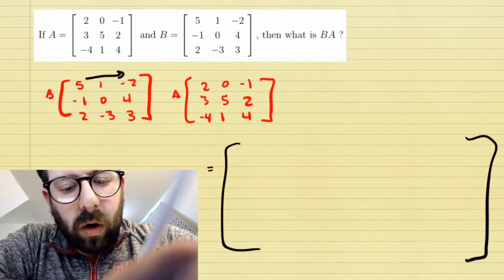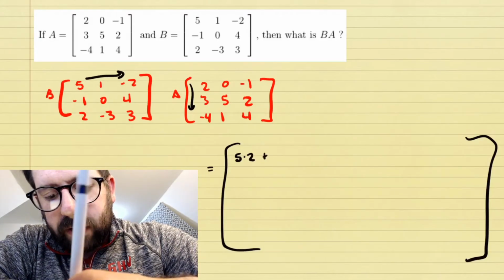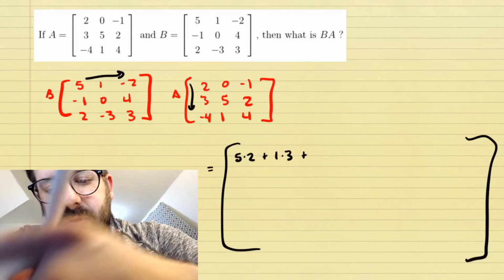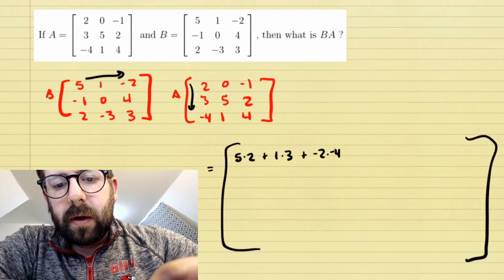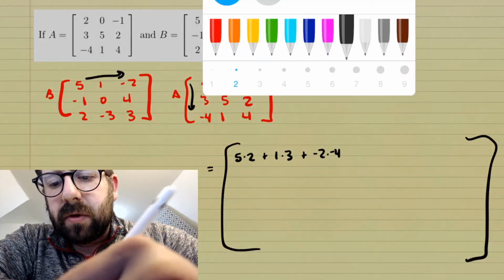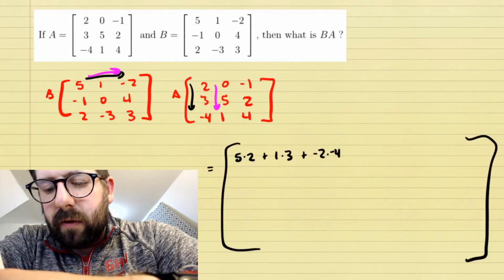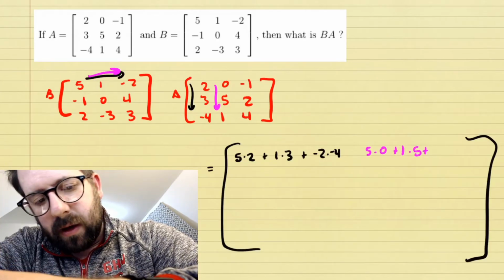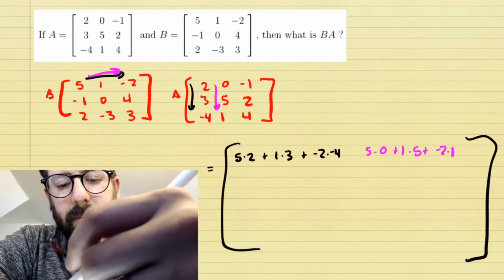So row, column. So 5 times the 2 plus the 1 times the 3 plus the -2 times the -4. So there's the upper left corner. Now I'm going to switch colors so you can see this. So row and column. So 5 times the 0, 1 times the 5, and the -2 times the 1. So that's the middle number now in the top row.